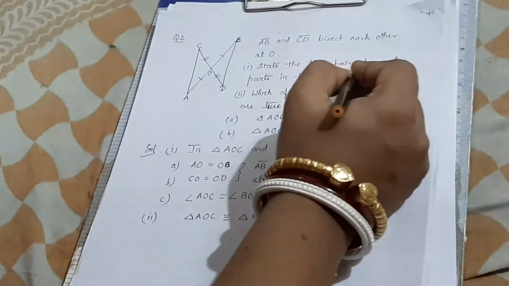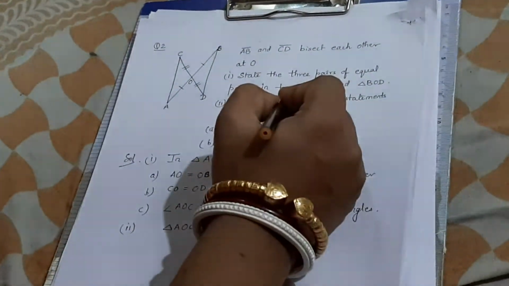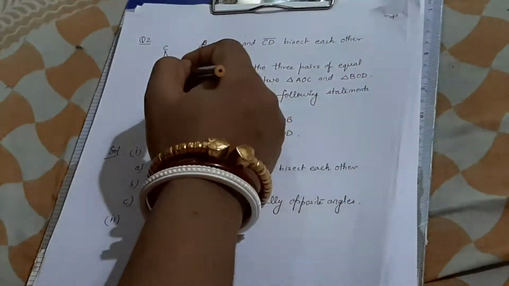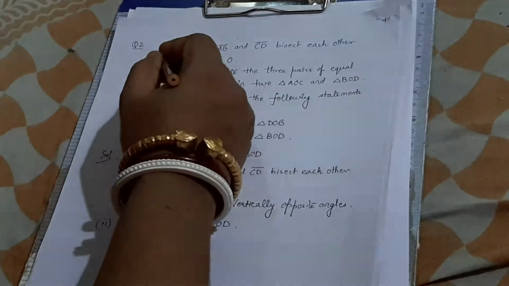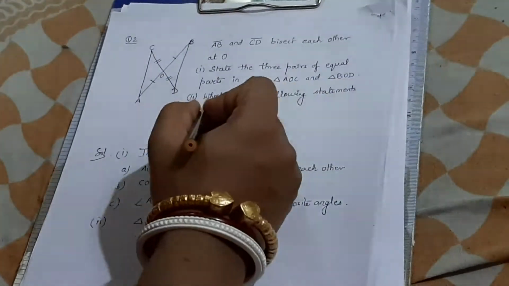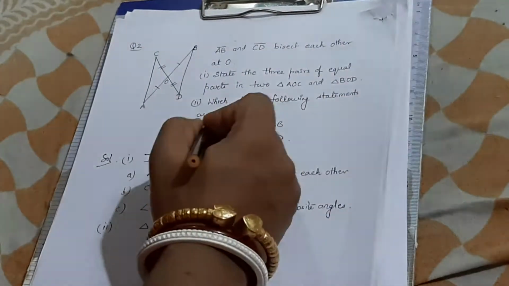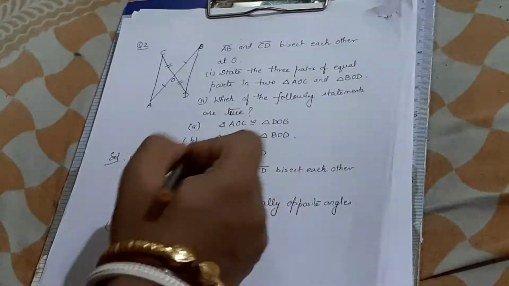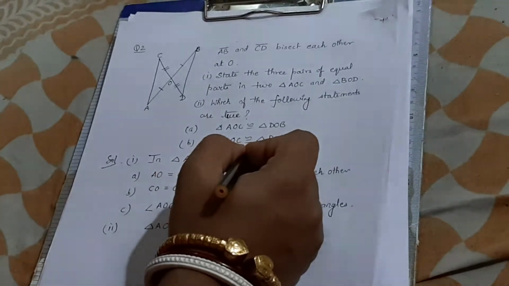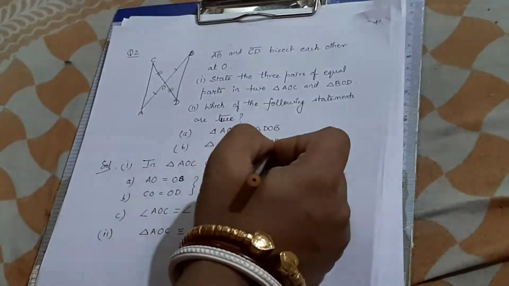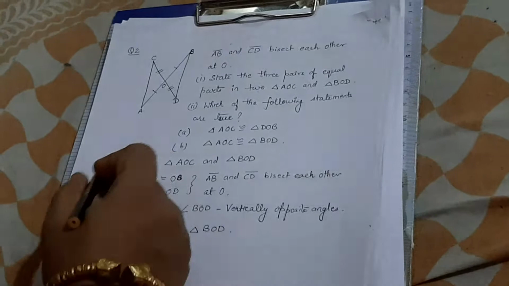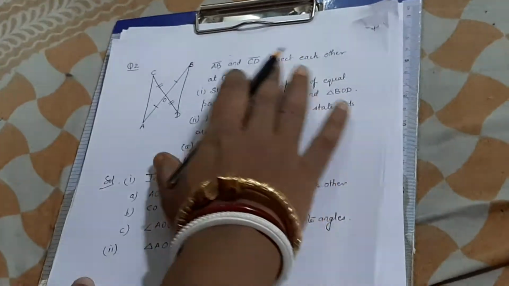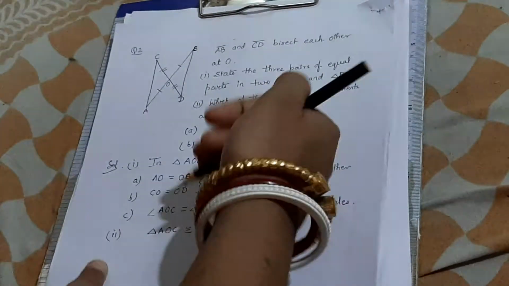First, state the three pairs of equal parts in the two triangles AOC and BOD. Second, which of the following statements are true? A. Triangle AOC is congruent to triangle DOB. B. Triangle AOC is congruent to triangle BOD. So I have to choose the correct one. Now let us start with the first one. It's very simple. We have to always see what is given, क्या दिया हुआ है. From there only I will get the answer.